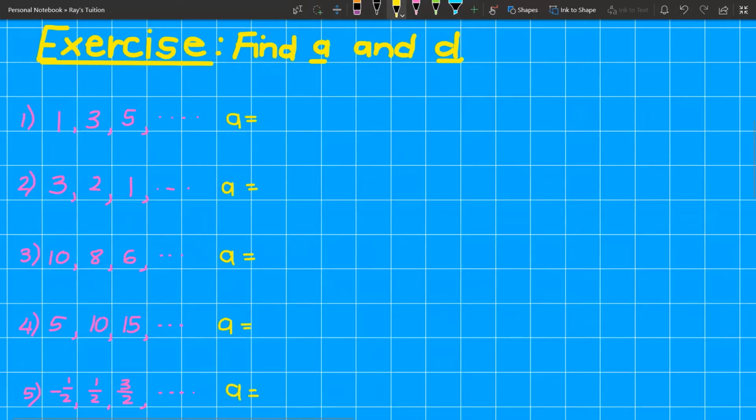So if we have a look here at number 1, the first term is 1, so A is 1. Here in the second one, our first term is 3, so A is 3. In the third one, our first term is 10, so A is 10. In the fourth one, our first term is 5, so A is 5. And here it is minus a half. So that is how we find A. It's quite simple. It's just the first term.